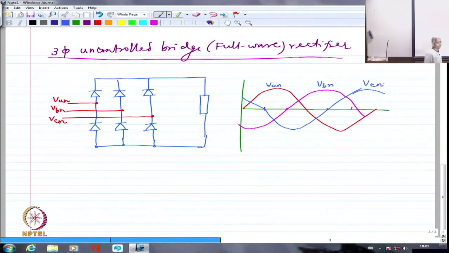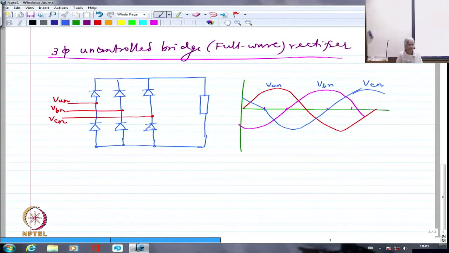Obviously, in the case of diode, whichever is most positive, that is going to conduct as far as the upper 3 diodes are concerned. Whichever is most negative, because the cathodes are connected to corresponding voltages, at any instant of time, that particular diode will conduct. And please remember, I need at least one diode from the positive side and one diode from the negative side to conduct at a time so that there is a current. Otherwise, I will not have continuous current.